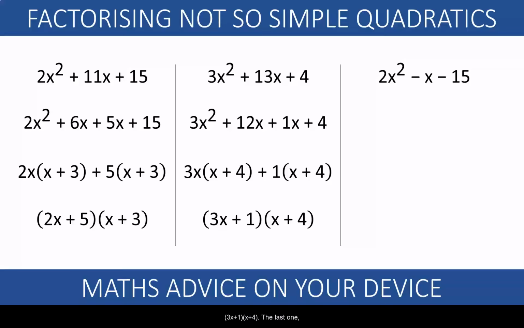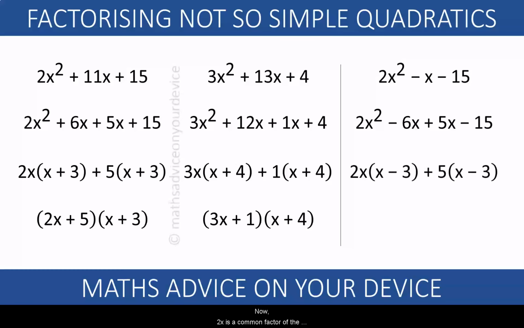The last one, 2 times negative 15, that is negative 30. Think of 2 numbers that multiply to negative 30 and add up to negative 1. Minus 6 and 5. Now, 2x is a common factor of the first 2 terms and 5 is a common factor of the last 2 terms. Our quadratic factorizes 2x plus 5 times x minus 3.